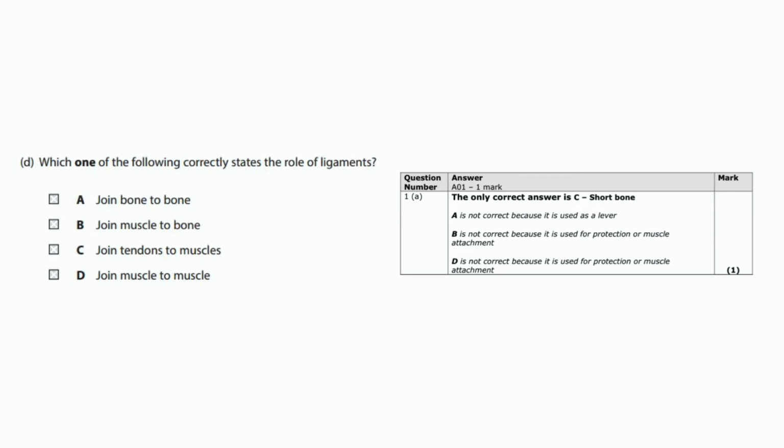So the first question is just a one marker, so it's a multiple choice. Which one of the following correctly states the role of ligaments? So hopefully you've answered from what we've learned, ligaments join bone to bone. So the answer is going to be A. The answer B there, join muscle to bone, hopefully we also know, as we said, that is the tendon. Tendons join muscle to bone.